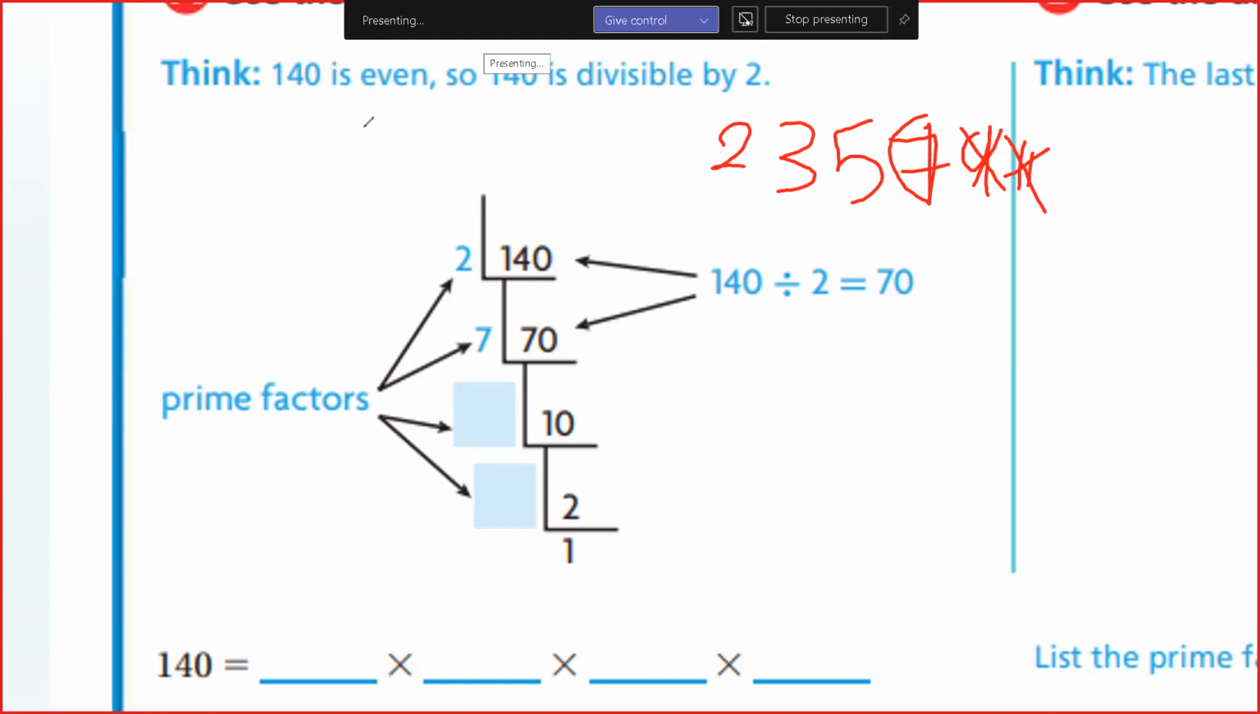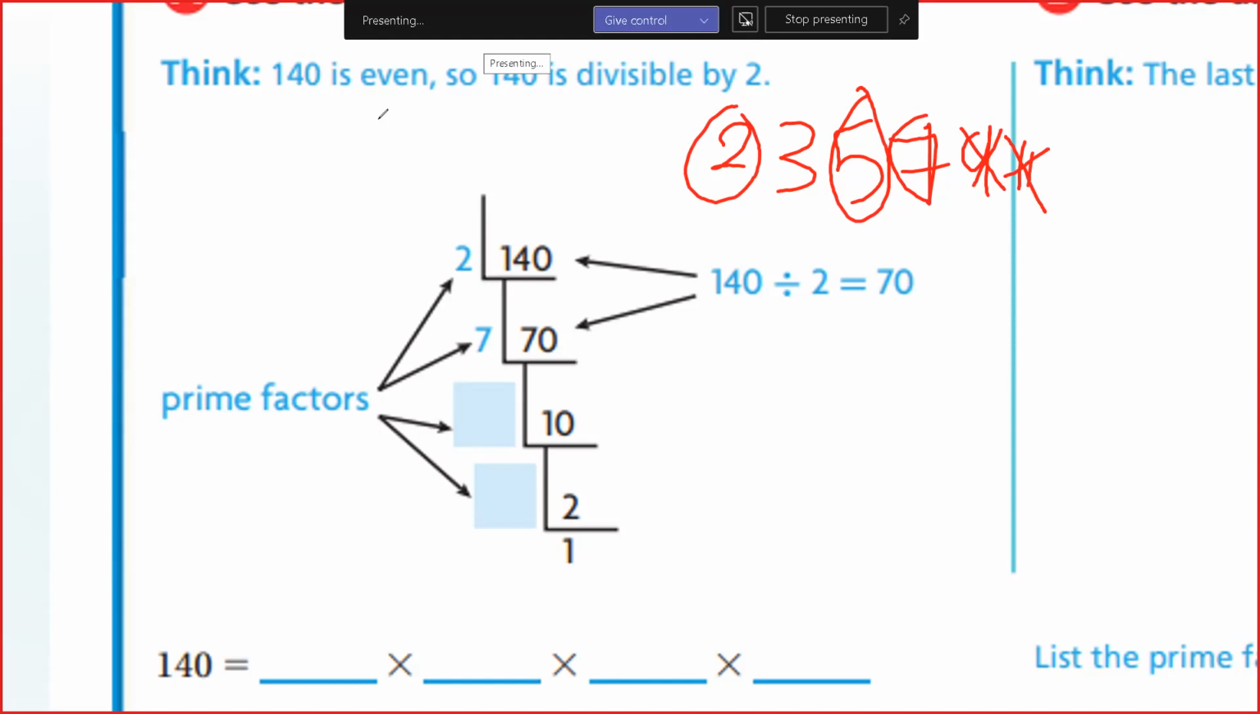By 5? Yes. By 3? No. By 2? Yes. It can be divided by 2 because it's an even number. It can be divided by 5 because it ends with 0. And it can be divided by 7 because we know that it is 14 times 10, and 14 divided by 7. So now let's choose any of them. Our book said 2. So I will put 2 now.